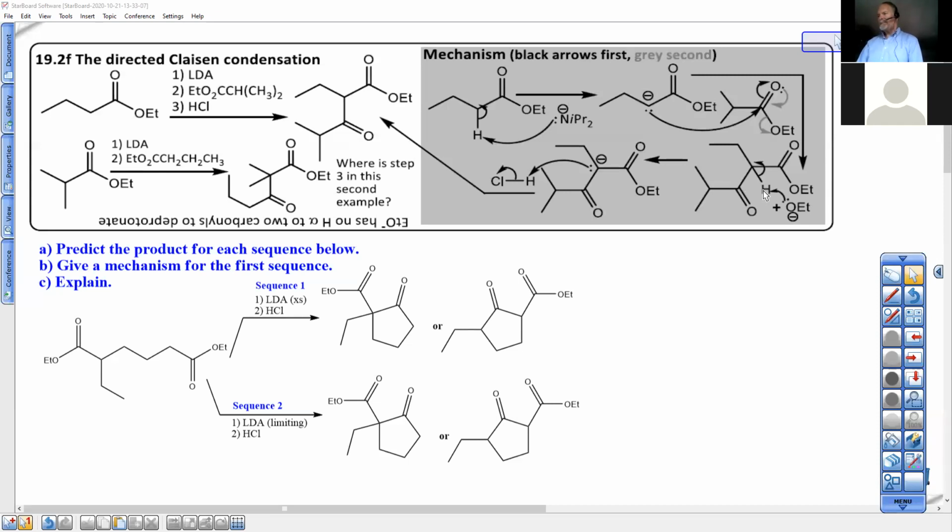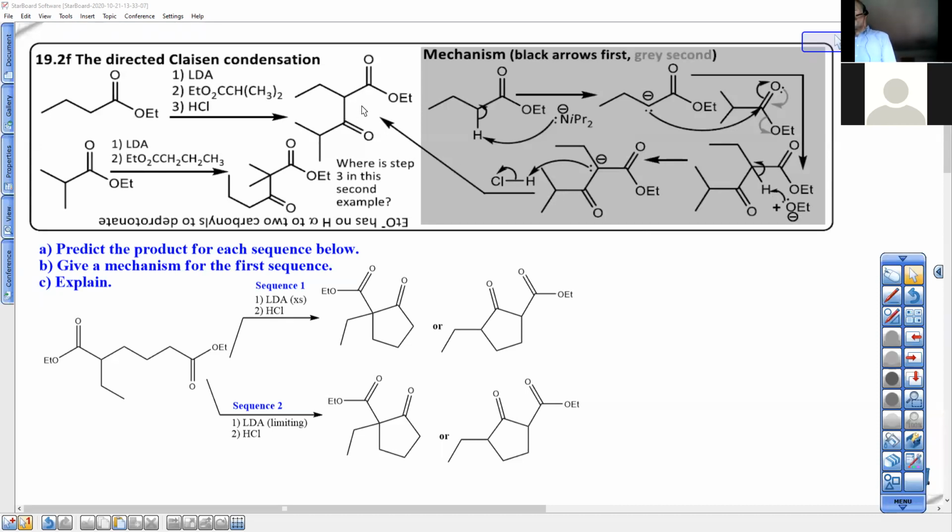pKa is 10. You cannot stop there. The base you just generated with this leaving group is a strong enough base to quantitatively take that H off and create only this product. That's the end of step 2. Step 3 is done to put that H back on. And that's what's happening here to make our beta keto ester.